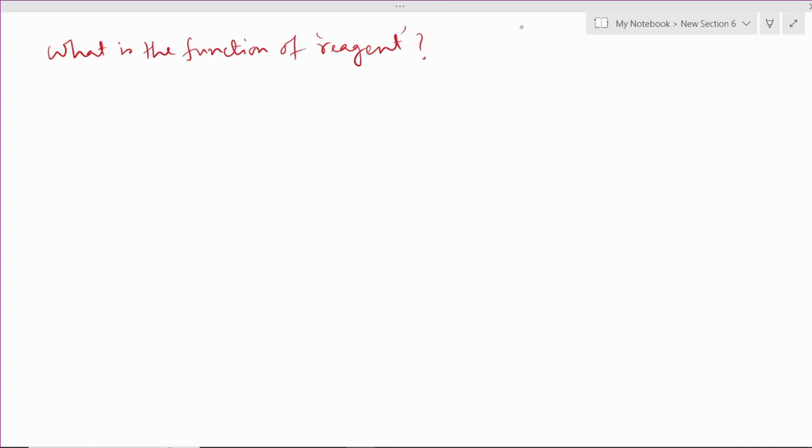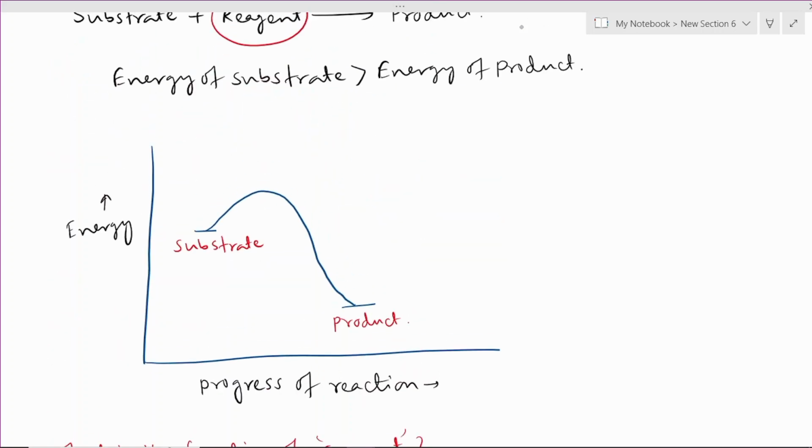Substrate and reagent combine to form a highly energetic species which is called the activated complex, which is shown over here. This is called the activated complex, which is highly energetic.